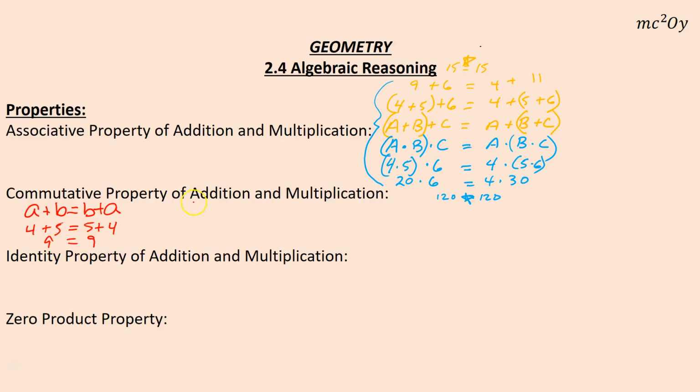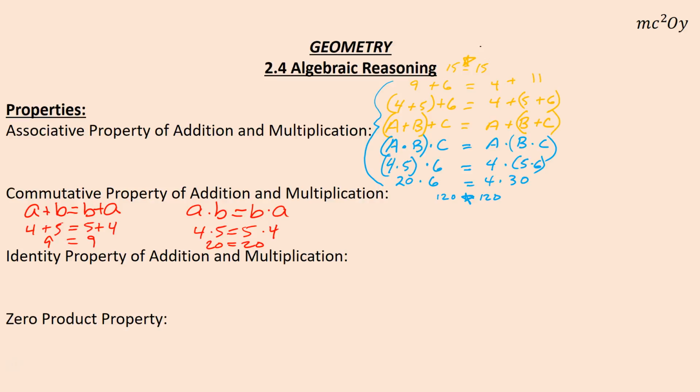And that works for multiplication as well. So we'd have A times B equals B times A, or 4 times 5 equals 5 times 4. 20 equals 20. Most of us are like, yeah, we already know that, but hey, they're properties you've used for a long time.